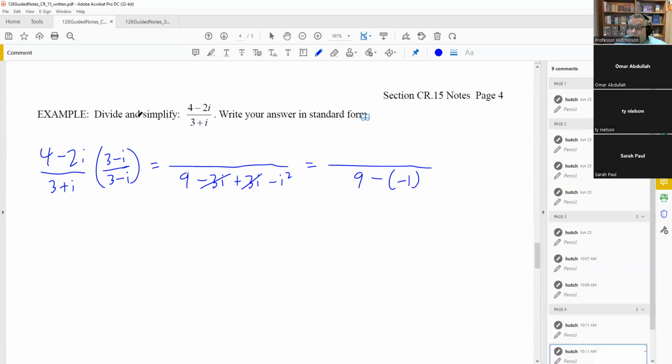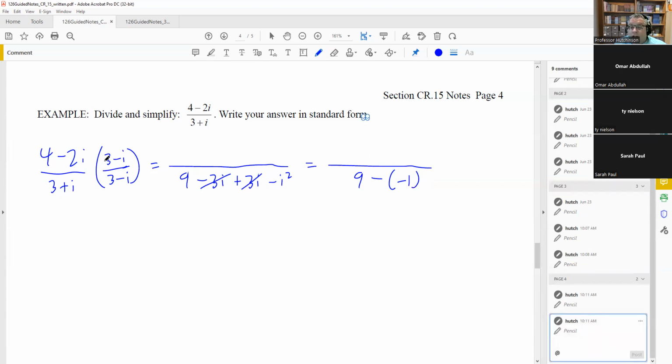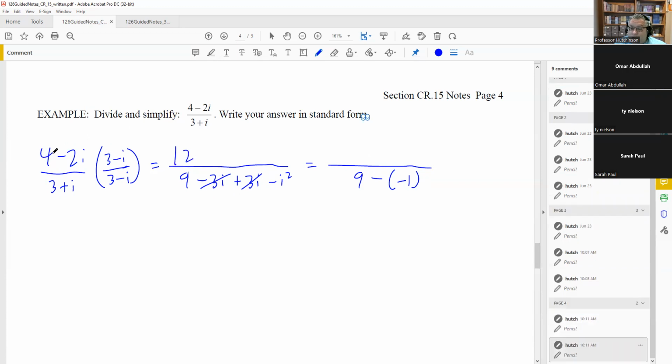But now that we're done with this, let's go ahead and multiply the top one. So 4 times 3 is 12. 4 times -i is -4i. Now we're going to do -2i times 3, -6i.